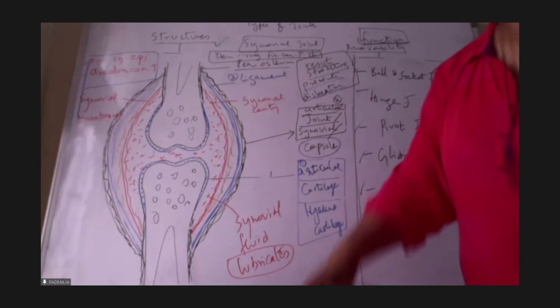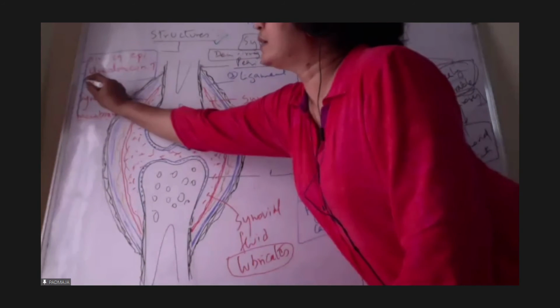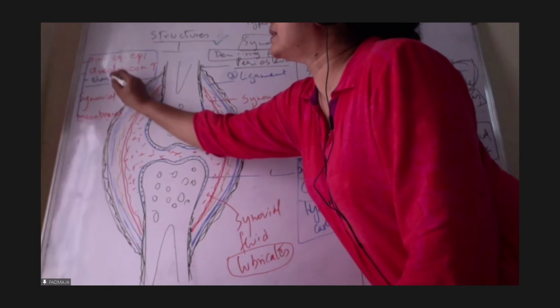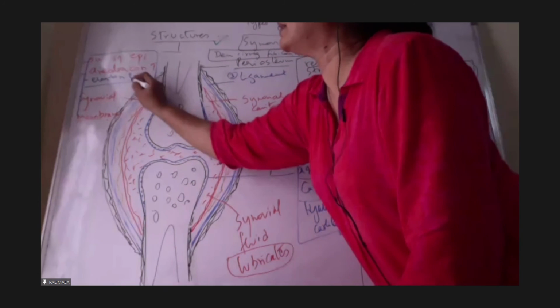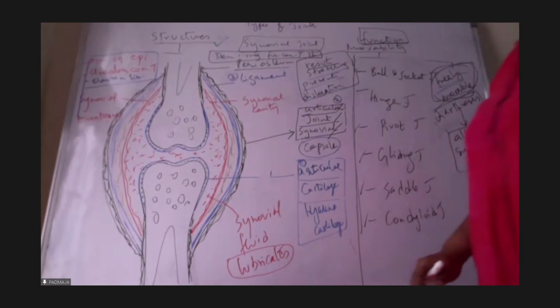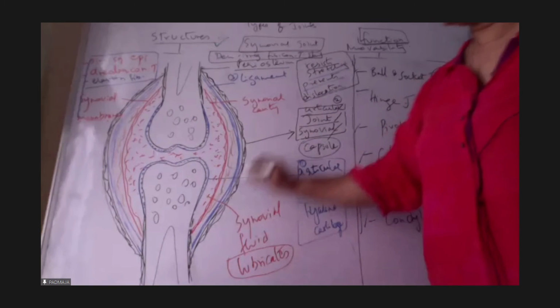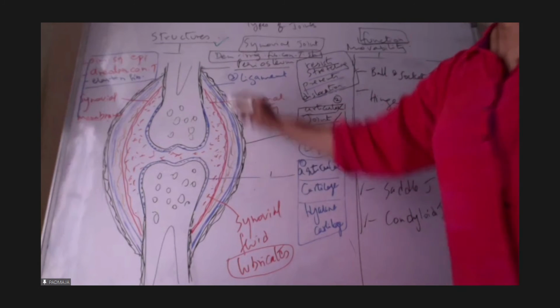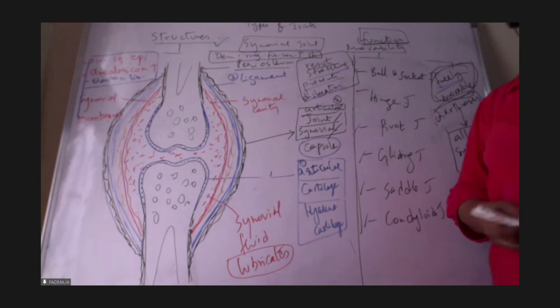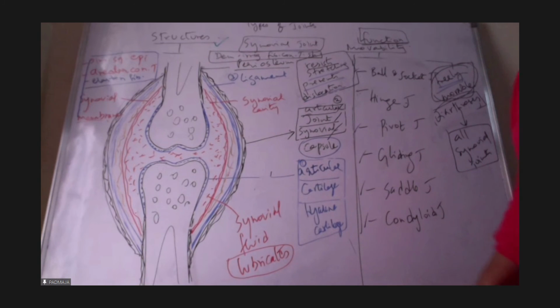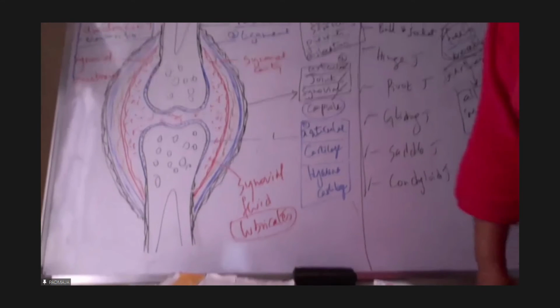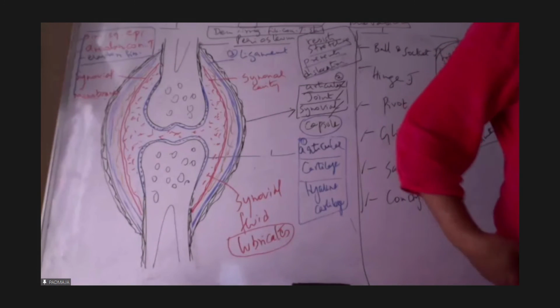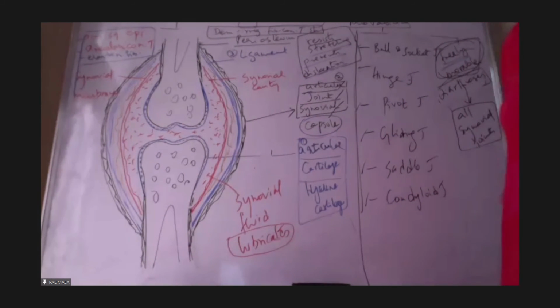So the last point here, you have to add elastin, you know very well, elastin fibers. So all of these are present in the membrane. And this membrane itself secretes this synovial fluid. Written? Yes, ma'am. What are present in the synovial fluid?